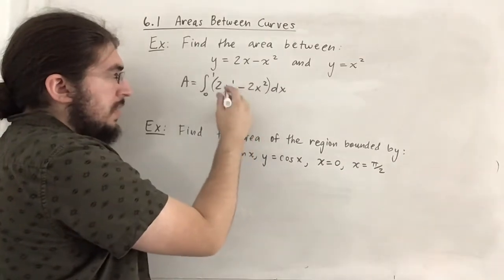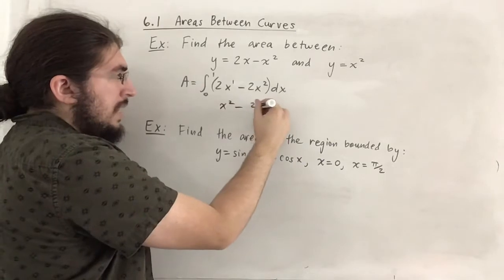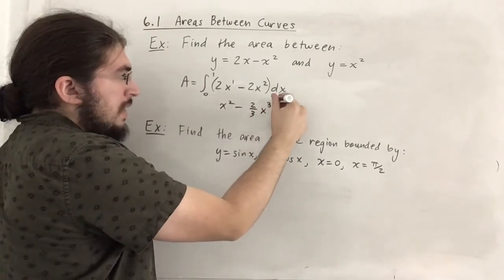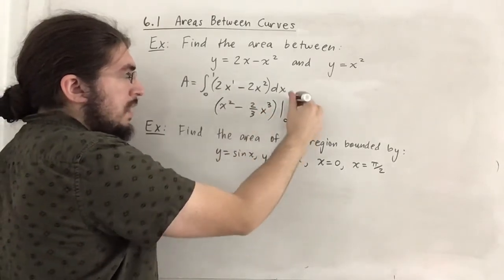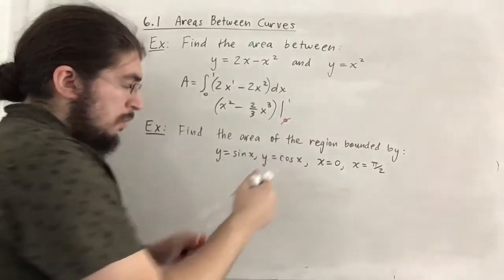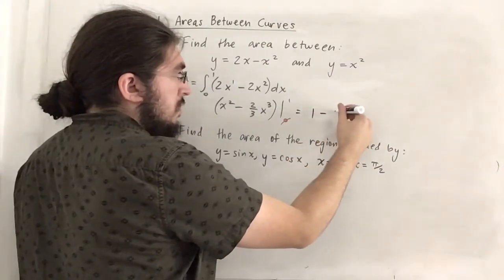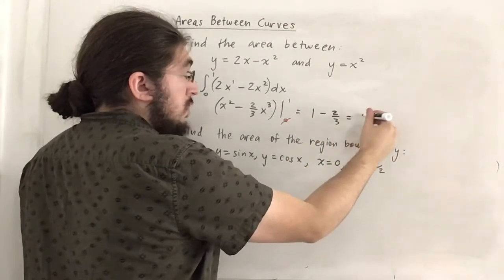Now, the antiderivative of each of these are, well, let's see. For this one, it's going to be x to the 2 over 2 times 2, so that's just x squared, minus 2 thirds x cubed, and then evaluate this between 0 and 1. Now, luckily, when we plug in 0, it's all 0. And when we plug in 1, we get 1 minus 2 thirds, which is 1 third. So we actually guessed correctly.